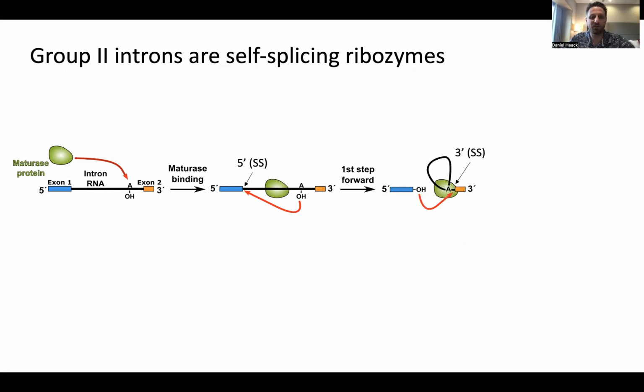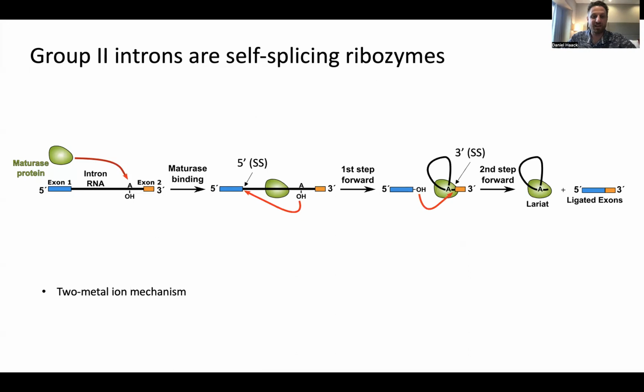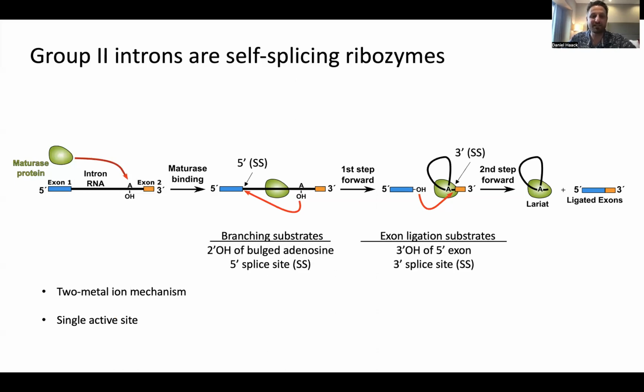The second step then follows when the 3' hydroxyl of the newly freed 5' exon attacks the 3' splice site, which ultimately ligates the exons and frees the lariat intron RNA protein complex. Once again, just like in the spliceosome, group 2 introns accomplish these reactions using a 2-metal ion mechanism and are able to perform the first and second step using a single active site. The requirements to process 2 unique sets of substrates in a single active site suggests that large-scale conformational dynamics are required to exchange substrates between splicing steps.